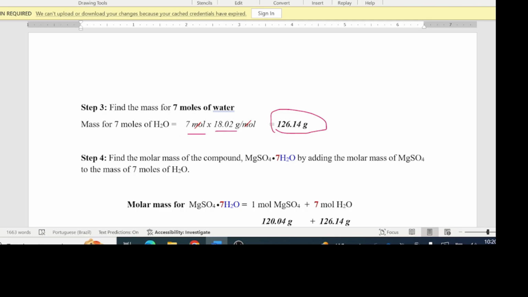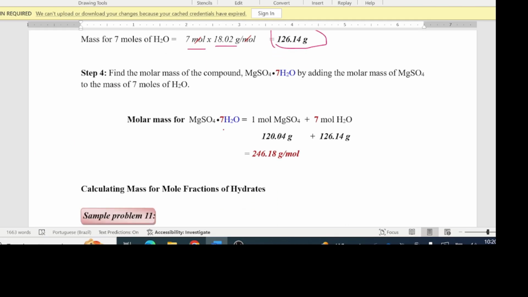And then now the full thing is going to be molar mass of this will be equal to 1 mole of this, 7 moles of water, and these are the values you just calculated. Add them together, and that will be the molar mass for magnesium sulfate heptahydrate. Okay, so quickly, when you see that, find the molar mass for the compound here, and then you find the molar mass for the number of moles of water that you have there. In this case, it's 7, and you add these values together, and that gives you it.